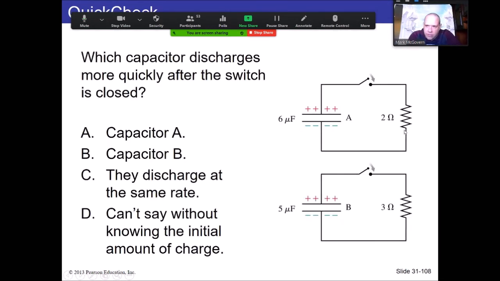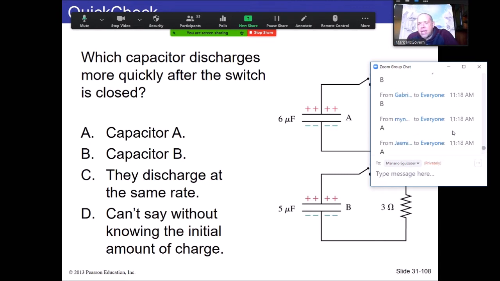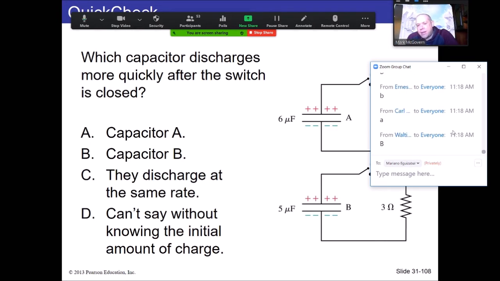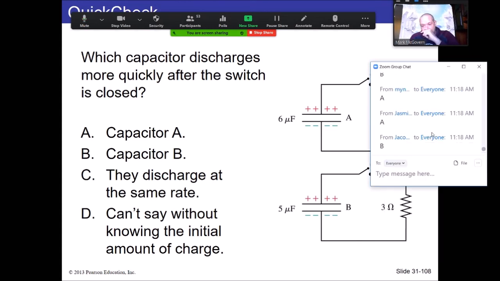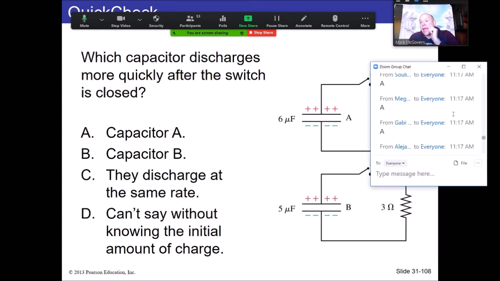All right, students. We have two RC circuits here. Which one is going to discharge more quickly? A or B? That's not an invitation to put another letter in, by the way. So it's either A or B.